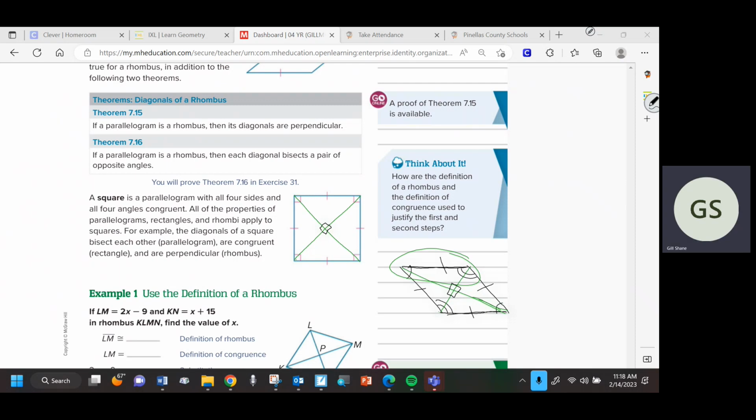What's bisect mean? Not just crossing each other. Bisect is a very, say it again. In equal. It cuts it in half. Bisect is always two equal halves. Could be bisecting a line segment and you get two equal line segments. If it's bisecting an angle, you get two equal angles.